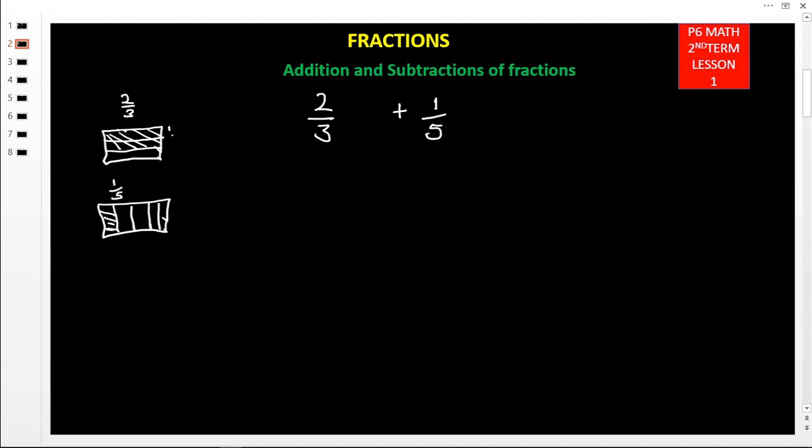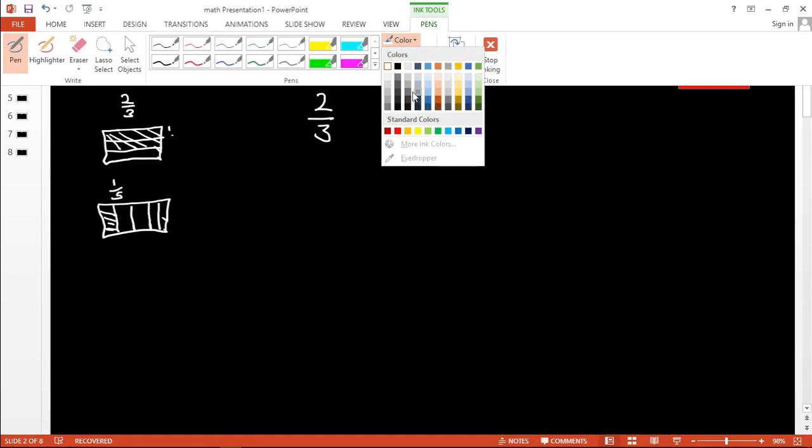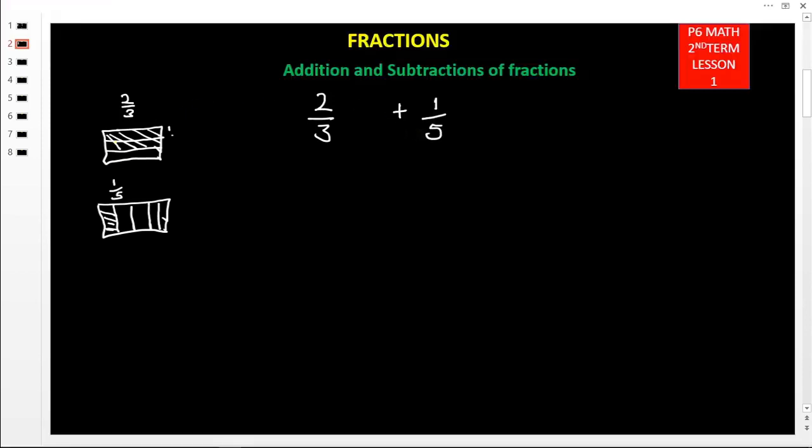So we need to get this whole and cut it into 5 parts. Let me change the color here so that you see the division very well. Now we are going to divide this one's whole into 5 parts to balance with this one. This is 1, then 2, then 3, then 4, then 5. Those are the 5 parts we have divided.